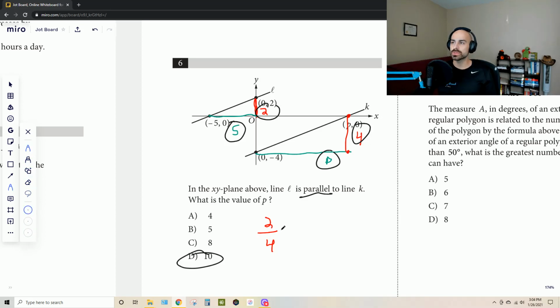is equal to, I want to stay consistent with what we have, so I put 2 on top, which means I need 5 on top, p, and then we can now rewrite this as we cross multiply. 2p equals 20, which means that 1p equals 10.